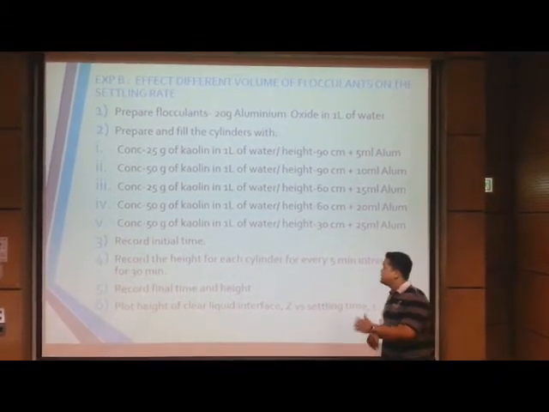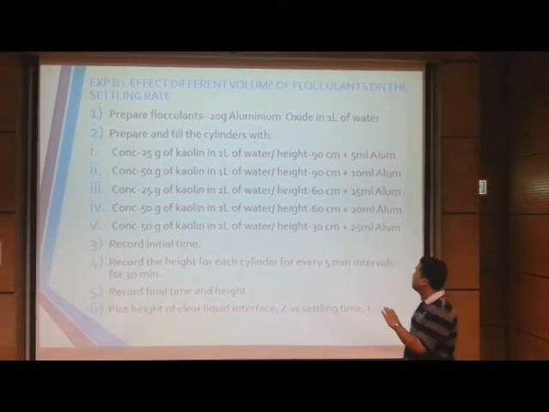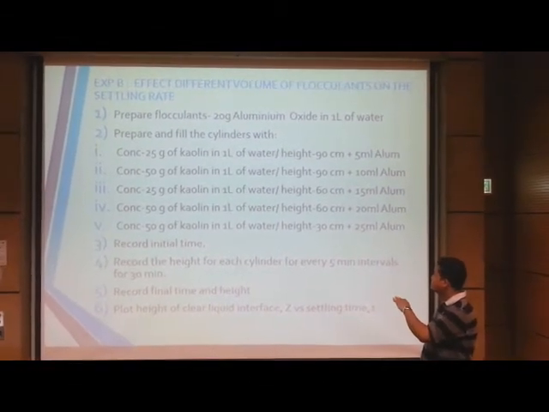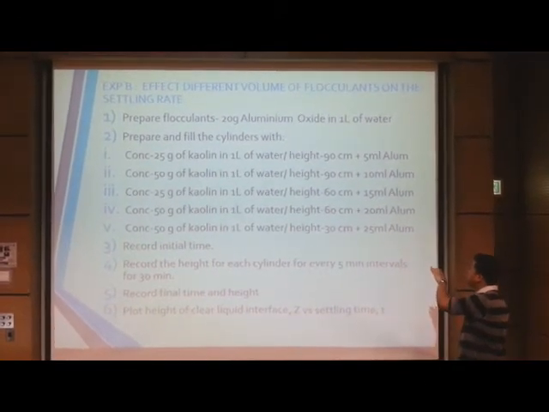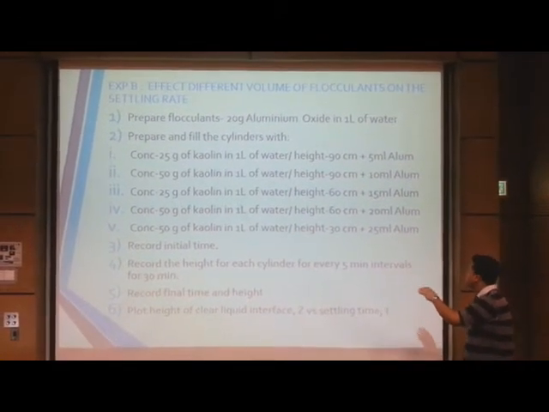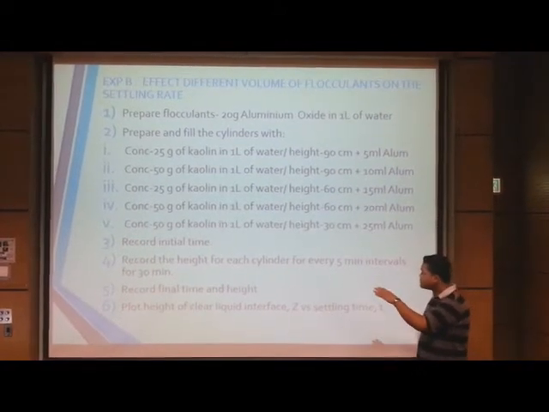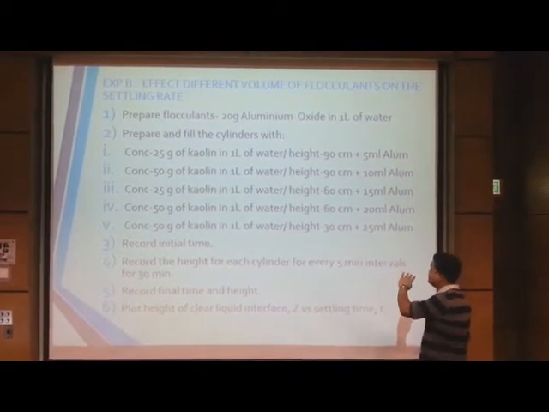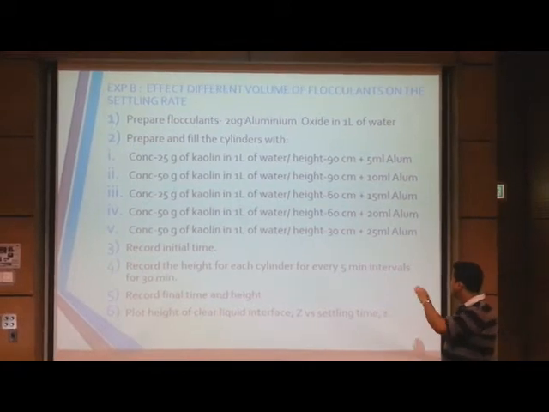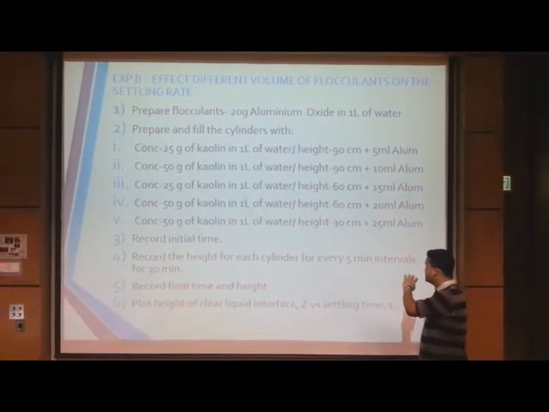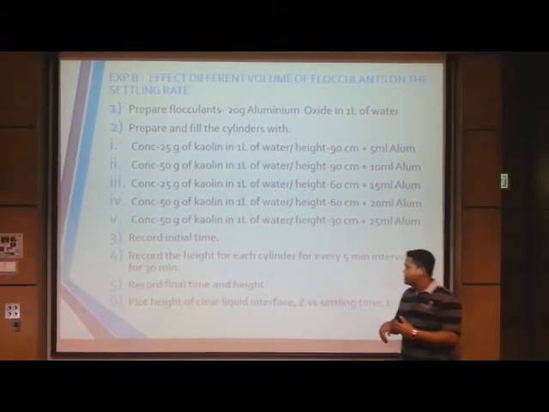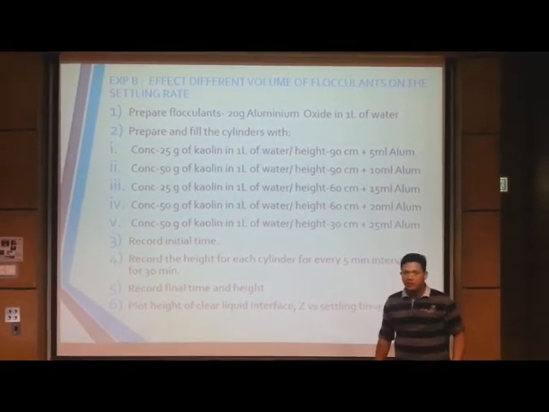the procedure is still the same. We just add flocculant to each cylinder. For the first cylinder, we add 5 ml of aluminum oxide. For the second one, 10 ml of aluminum oxide. The third one is 15 ml of aluminum oxide. The fourth one is 20 ml of aluminum oxide, and the fifth one is 25 ml of aluminum oxide. And all the steps are the same as the initial one.